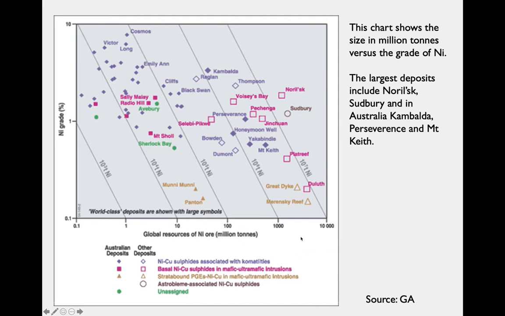So here's just an example of the sort of size and grade of different global resources of nickel ore. We have nickel copper sulfides associated with komatiites in this purply colour. Here's Kambalda, high grade, quite a large ore body, and Perseverance, another one in Western Australia, is also quite big, and a few others, Mount Keith. So there are quite substantial world-class ore bodies. We can also get basinal nickel copper sulfides in intrusive bodies such as Duluth, Noril'sk, Voisey's Bay, like I mentioned, and then we can also get other styles like Sudbury.